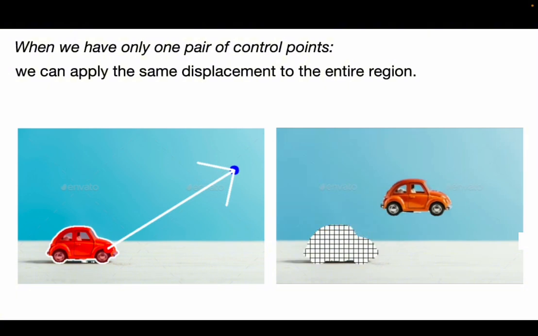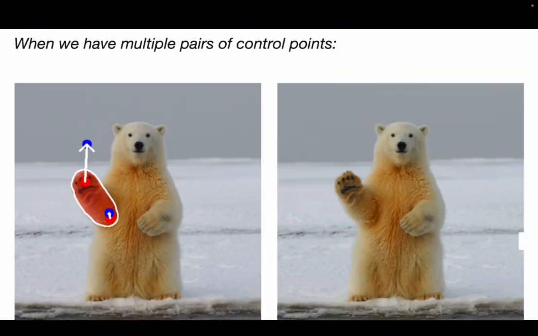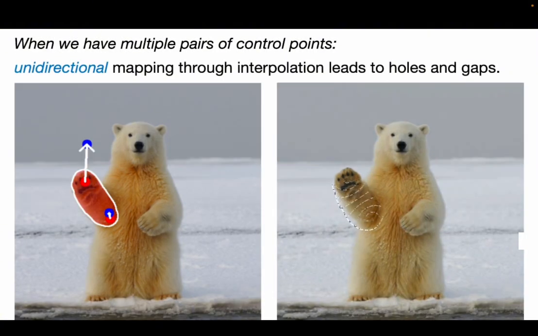However, when we have multiple pairs of control points, unidirectional mapping through interpolation leads to holes and gaps. As shown in this example, when we try to deform a region using multiple control points by interpolating and forward warping each pixel, the resulting transformation creates visual artifacts. Some areas in the target region may not receive any pixel information, leading to holes and gaps in the final result. Therefore, we need a method to handle these holes and gaps.